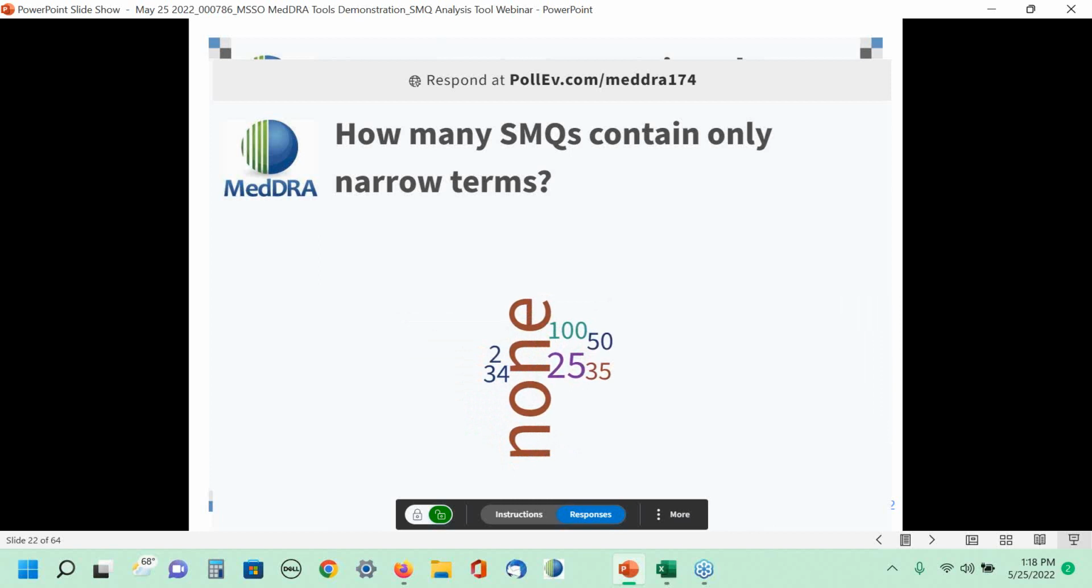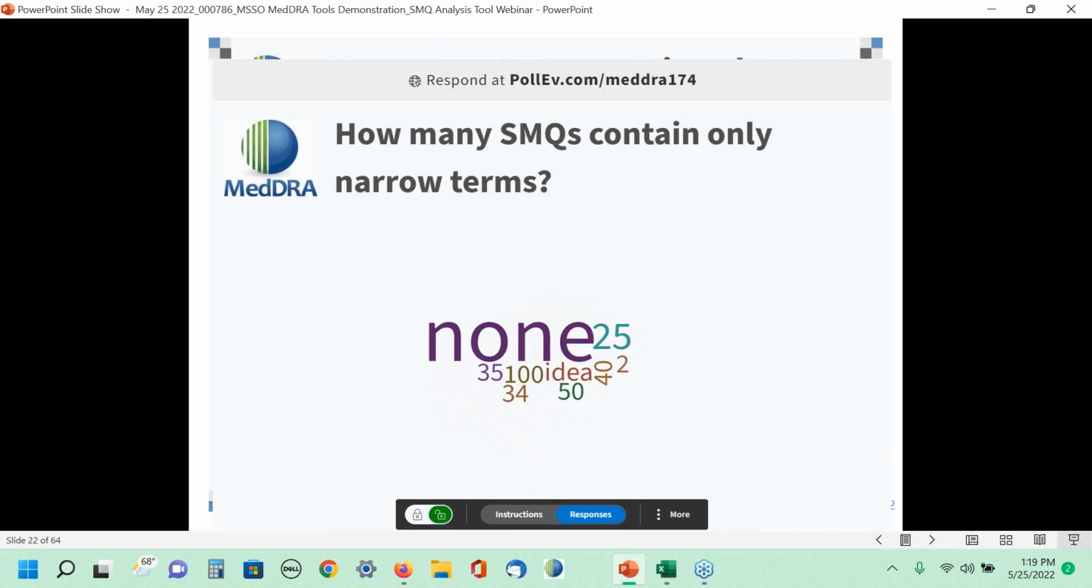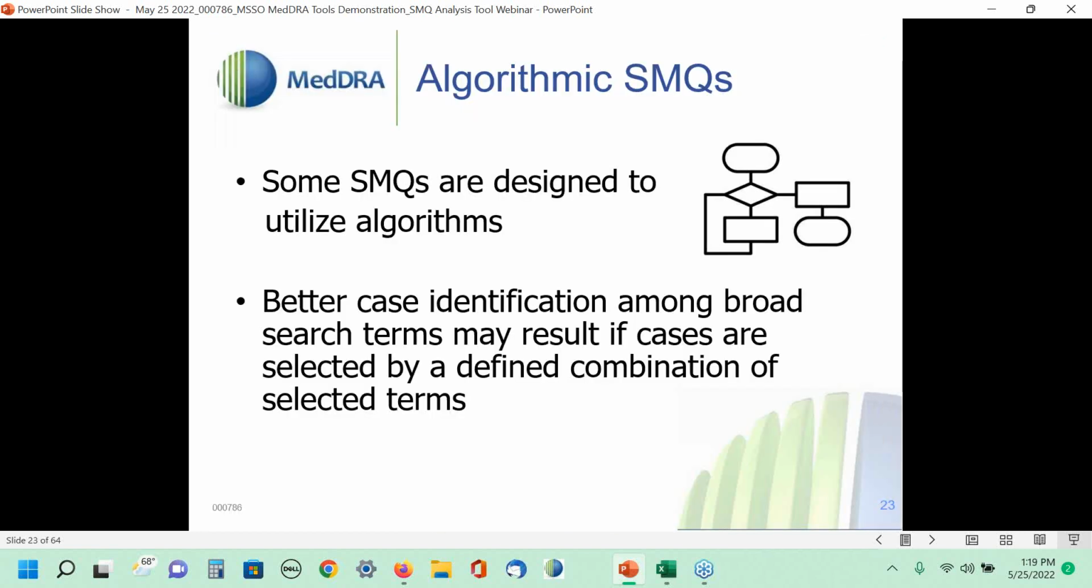So of the 110 level 1 SMQs available to you, 33, I repeat, 33 of them contain only narrow search terms. And therefore, those particular SMQs are designed to be very specific in terms of the kind of cases that they would pull. Now, that stands to reason that the majority of SMQs contain narrow and broad terms. But I will point out one thing as well. There are no, I repeat, no SMQs that contain only broad terms. So you can have narrow and broad, but there are no SMQs that have broad terms only.